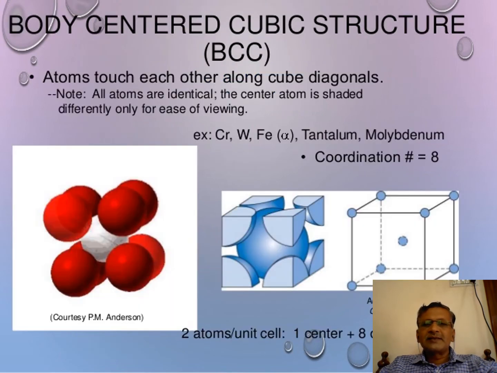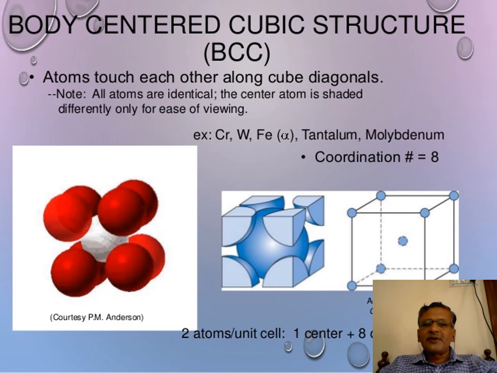Now we will discuss coordination number and atomic packing fraction for the body centered cubic structure. Examples of the body centered cubic structure are chromium, tungsten, iron, tantalum, and molybdenum. Body centered cubic, so one atom exactly at the center. The number of nearest neighbors is 8 because 8 atoms are situated at the 8 corners. Therefore, the coordination number for the body centered cubic structure is 8.